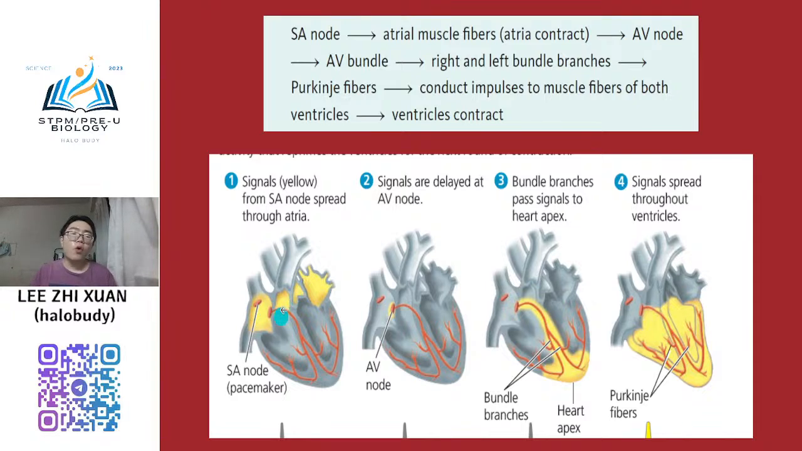Located in the wall of the right atrium. So it will first send the impulse to both atria to make them contract, and after that it will send the impulse to the AV node too. After the AV node receives the impulse, it will stop for a while first.